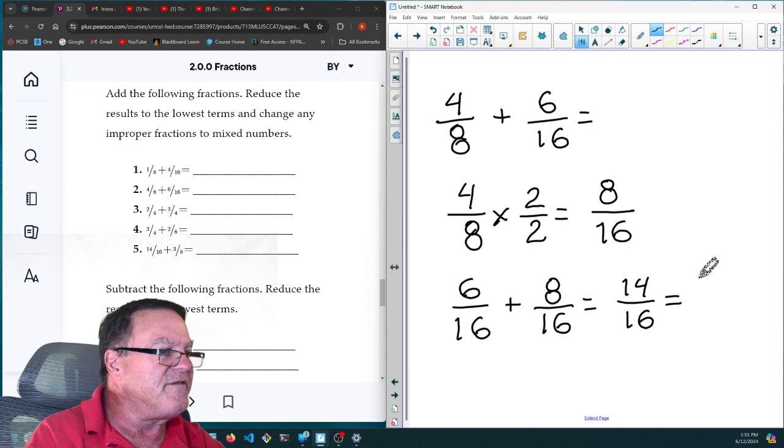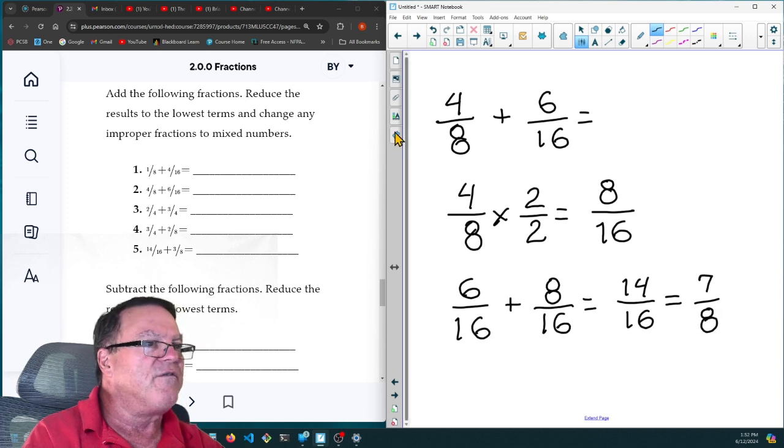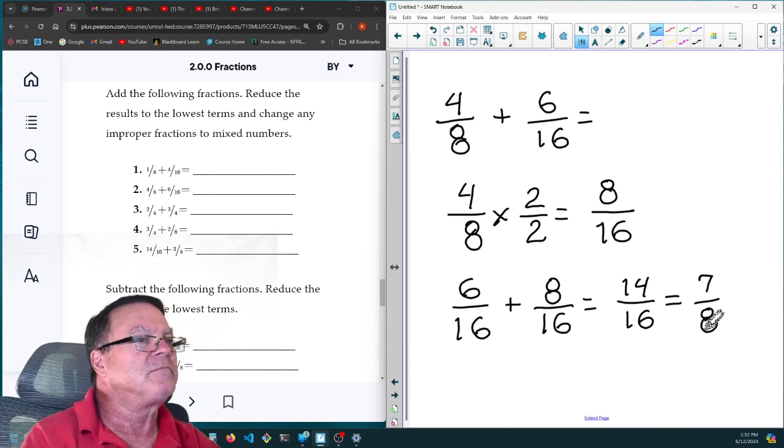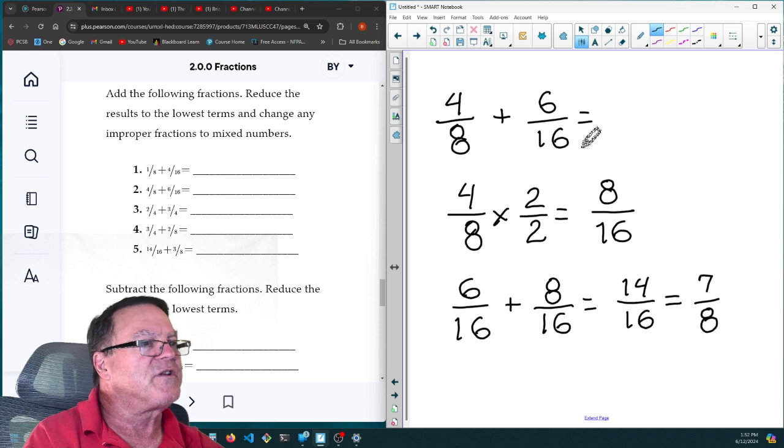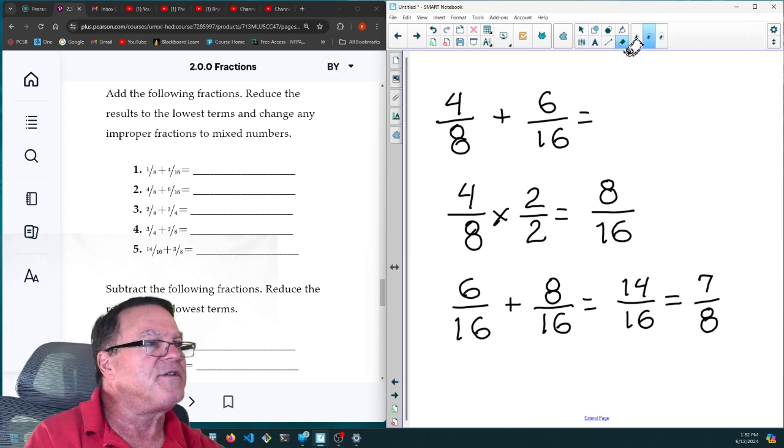But 14 divided by 2 is 7, and 16 divided by 2 equals 8. So 6/16 plus 8/16 equals 7/8. Okay. We could have actually reduced 6/16 if we had wanted to.